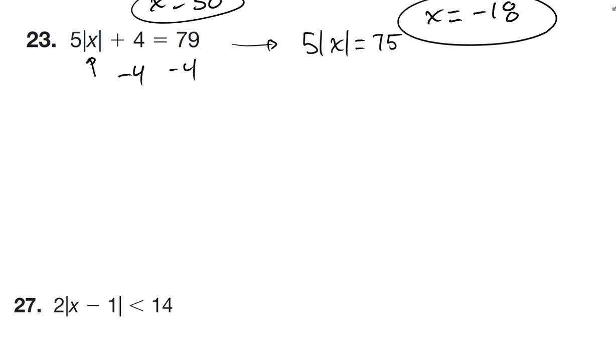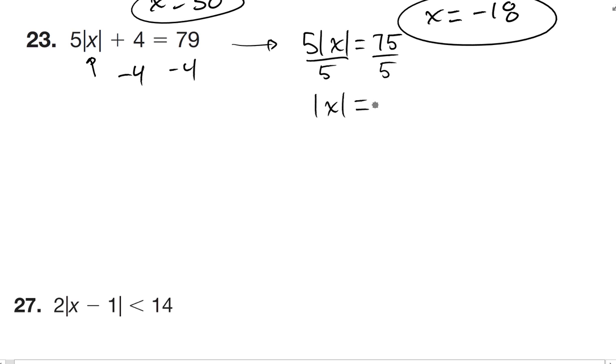And then to complete getting the absolute value portion of this alone, I'm going to divide both sides by 5. So that gives me that the absolute value of x is equal to 75 divided by 5. So 5 1 times 5 is a 5. Subtract 7 minus 5 is 2. 5 goes into 25, 5 is 15. So I've got the absolute value of 15.